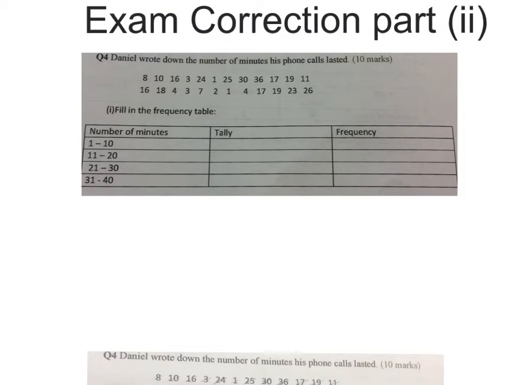Okay, continuing on with your test, we're now on question 4. Daniel wrote down the number of minutes his phone call lasted. So these are all different phone calls that he made, and this is how long he spent on the phone. You can see this first one here, he spent 8 minutes, 10 minutes, 16 minutes, 3 minutes, and so on. And it says fill in the frequency table below.